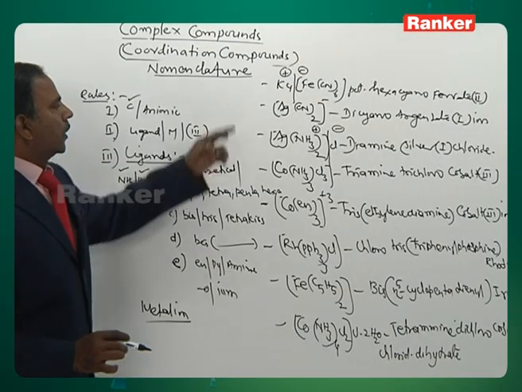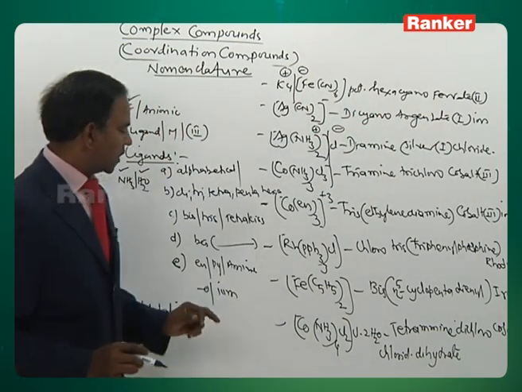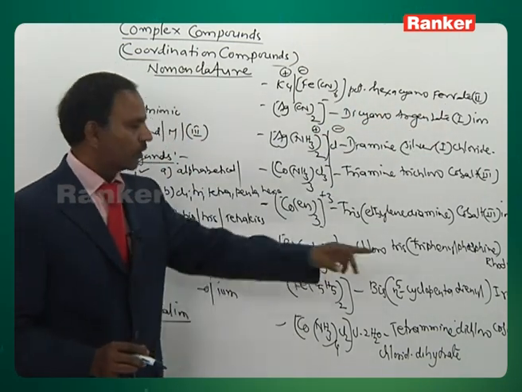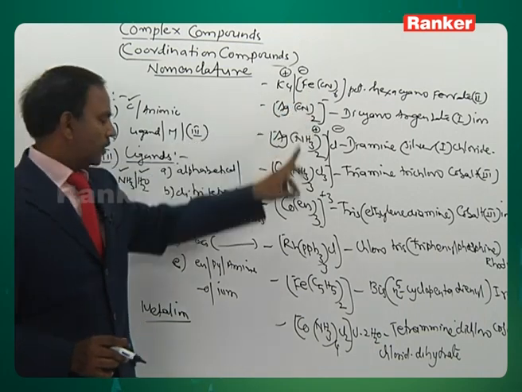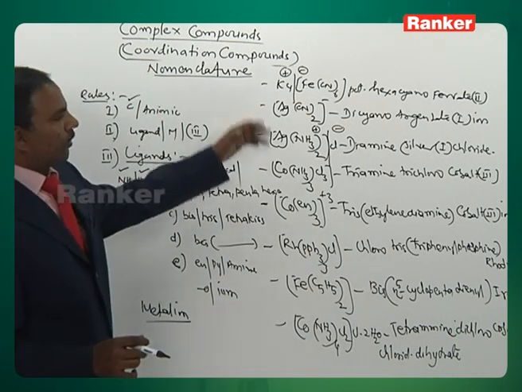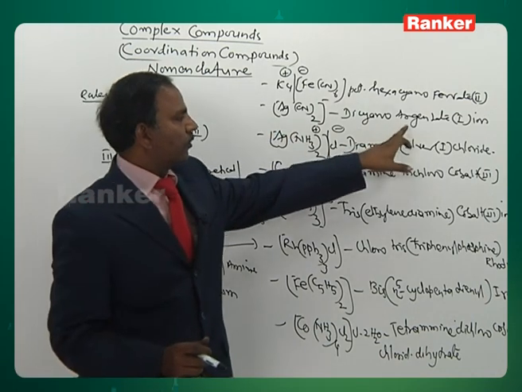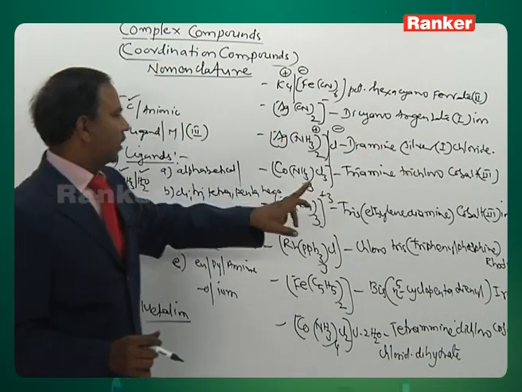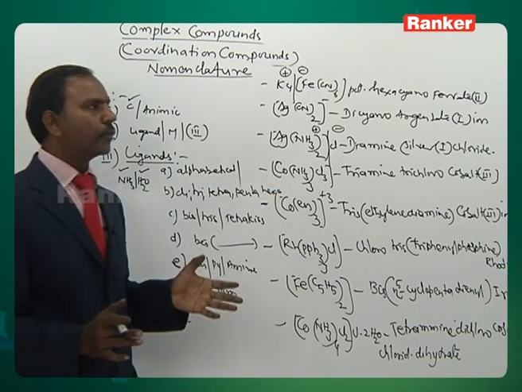Look here. Here iron has come. Iron we named as what? Ferrate. The same iron we just named as what? Iron. So here iron we named as ferrate, but here iron remains as iron only. What is the difference you find? Next one we take. Here silver I took as what? Argentate, but the same silver we named as silver only. What is the difference between these two?